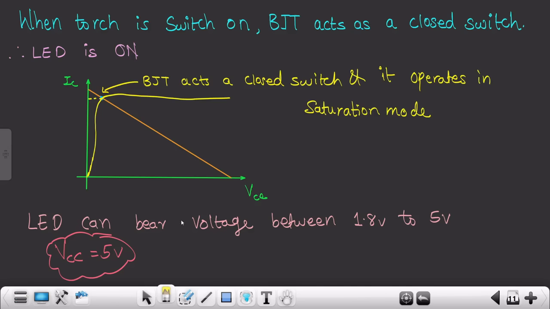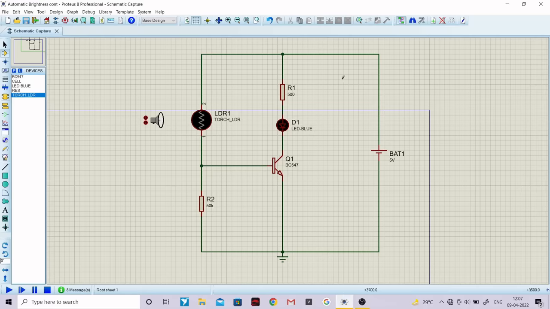Now I hope that you understood this concept of the automatic brightness controller in depth. So now we are going to simulate the same circuit which we had seen theoretically in the Proteus software. As you can see, this LDR is present with a torch, and one terminal of the LDR is connected to the base terminal of the transistor, the other to VCC. The base resistor is 50 kilo ohms, connected to the base and the emitter terminal of the transistor, and this is the collector resistor RC, which is 500 ohms. And over here I have considered the blue LED.